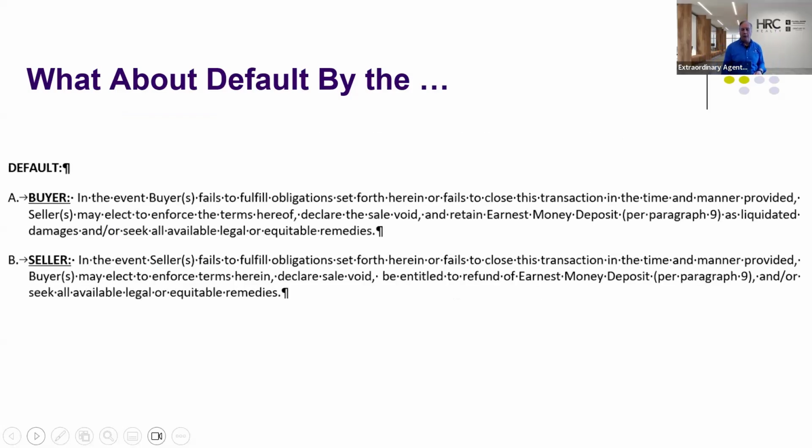So here's what we really need to know. This is from our purchase agreement. And this is where we need to read and know what it says. So you've always kind of went by the default. Well, you should know what it says. In the event that the buyers fail to fulfill obligations set forth herein or fail to close this transaction in the time and manner provided, sellers may elect to enforce the terms hereof. They could declare the sale void and retain the earnest money deposit as liquidated damages, or seek all available legal and equitable remedies.